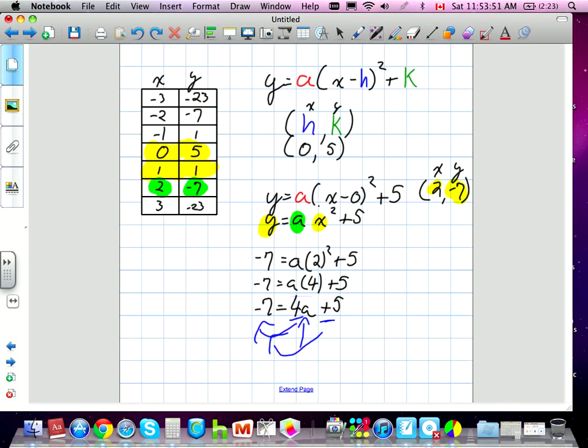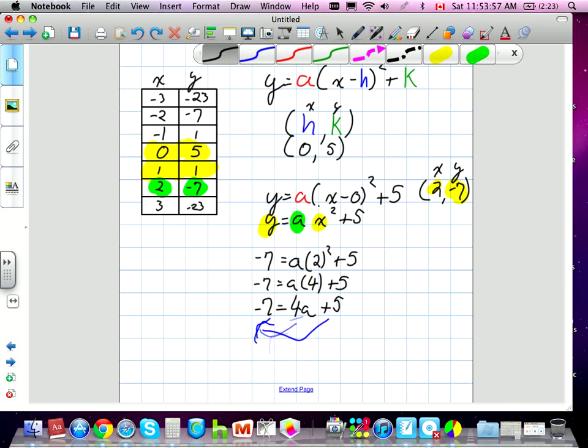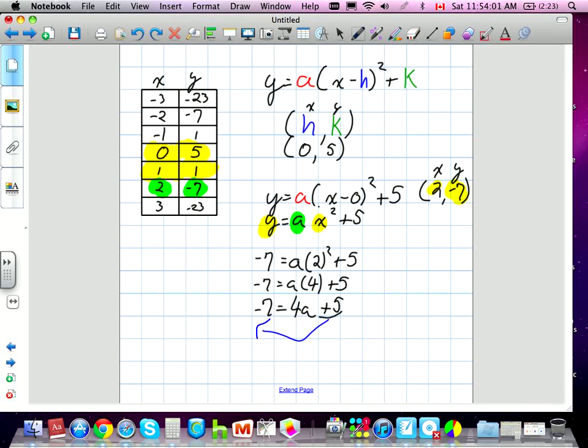So when I move positive 5 to the other side of the equation, what is that going to become? Negative 5. Exactly. So we move positive 5 over, and this is going to become negative 7 minus 5 equals 4a. What is negative 7 minus 5? I'm going to get a calculator for that one. 12. So we get negative 12 equals 4a.